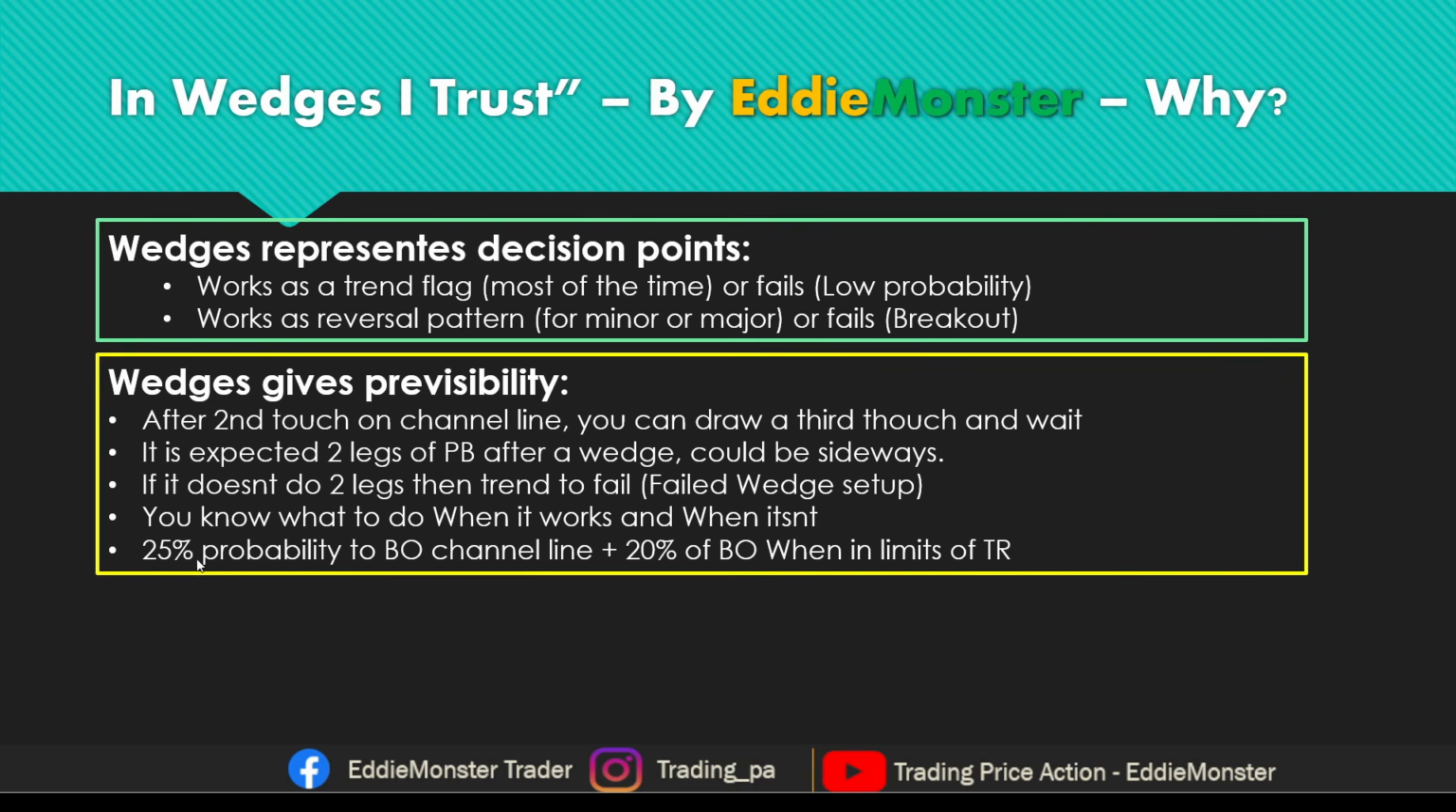Okay, 25% probability to break out of the channel line. That's the probability that we always have in a channel line, and 20% of breakout when it is in the limits of a trading range. So if you have a wedge top or a wedge bottom in the limits of the trading range, you have those 2 edges to bet on a reversal, for example. So it's low probability to break out up or down if we have a wedge in a trading range.